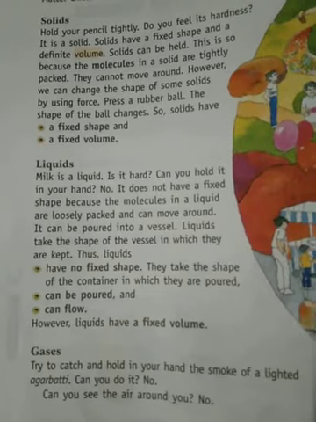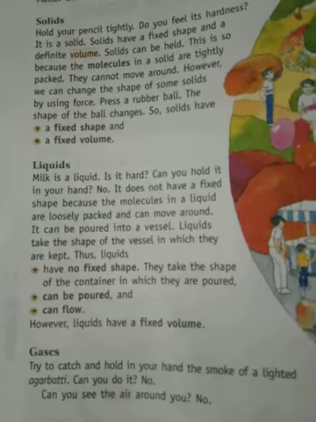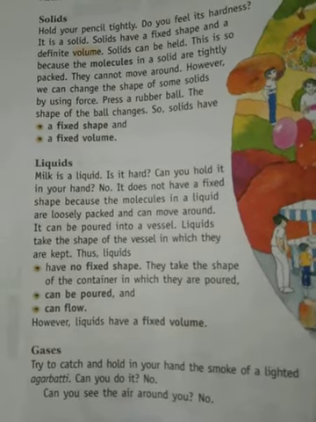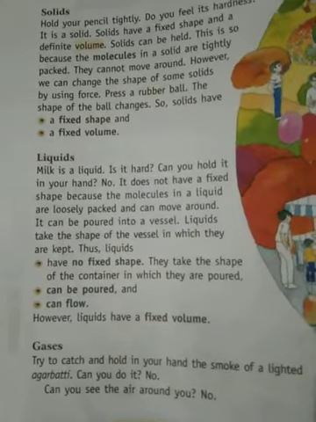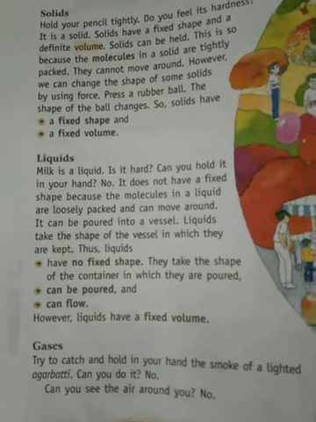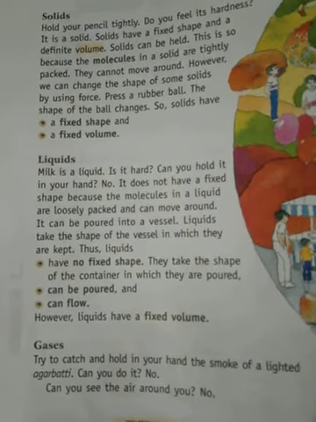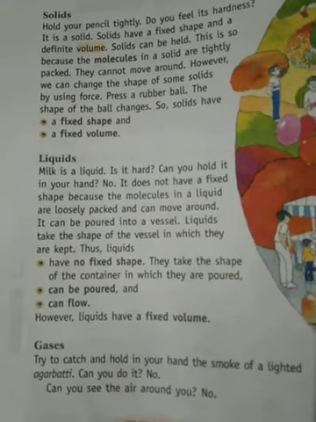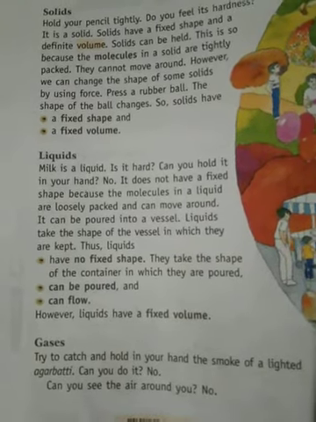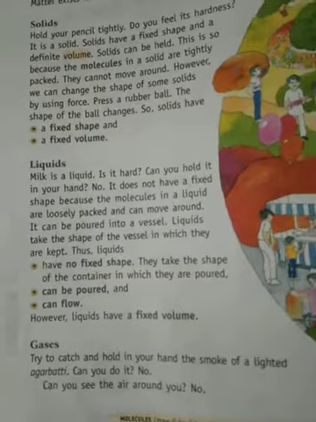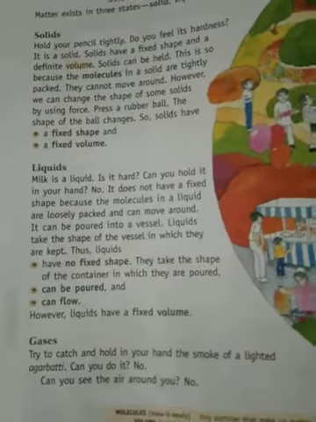In the next line you will come to know it. It can be poured into a vessel. Liquids take the shape of the vessel in which they are kept. We all know about it. Thus, liquids have no fixed shape. They take the shape of the container in which they are poured, and can flow. But liquids have a fixed volume. Still, liquid has some fixed volume.